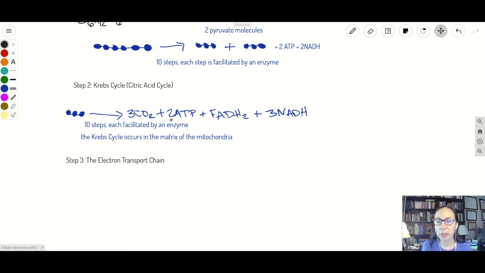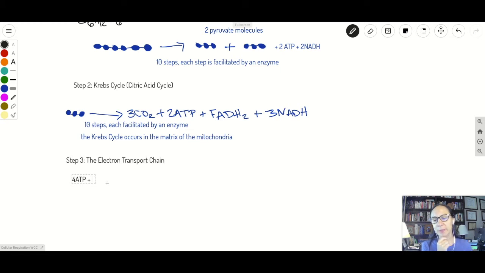And then we generate another 2 ATPs, so that makes 4 ATPs. So I'm going to write that here. So far we have 4 ATP plus we have 2 NADH from the glycolysis and 3 NADH from the Krebs cycle, but I want to point out that this is just for one pyruvate.